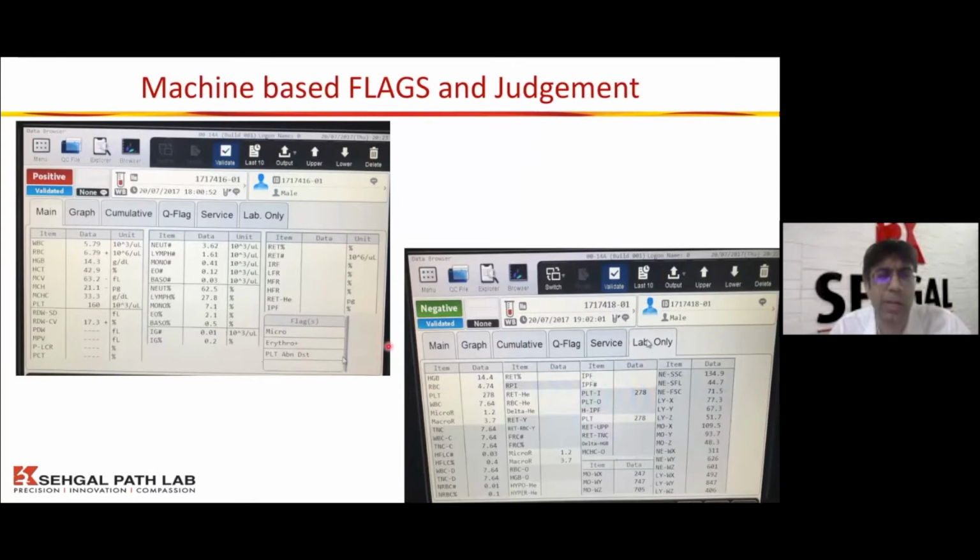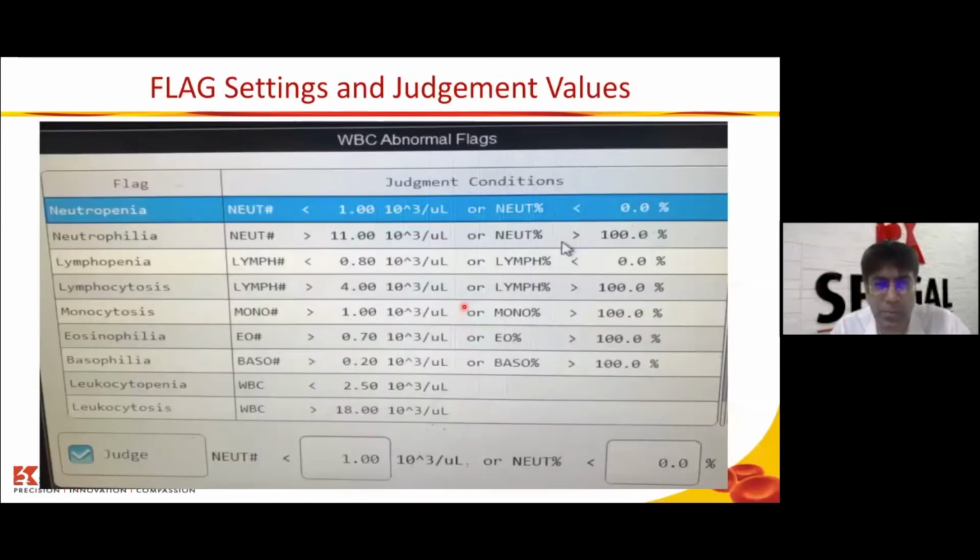And if flags are present, like in this particular case, the machine has given flags like microcytosis and erythrocytosis, because MCV is really low at 63 and the RBC count is 6.79. The judgment of the CBC sample for a pathologist review is positive. Please evaluate this case. In this example, there are no flags given by the analyzer, and the judgment of the CBC machine for the technician and pathologist is negative. No need to review this case, is what the analyzer is telling you based on its own judgment.